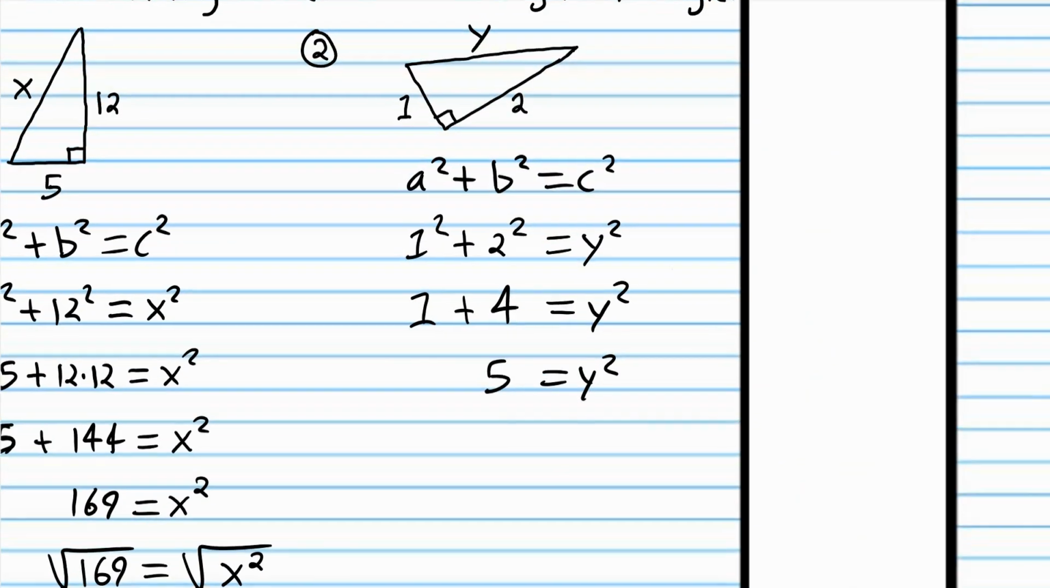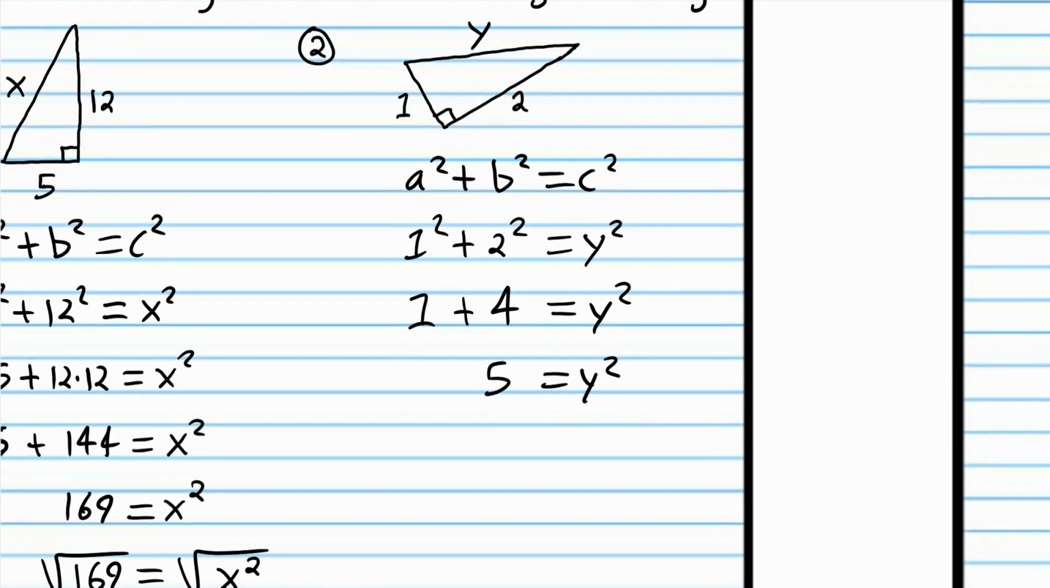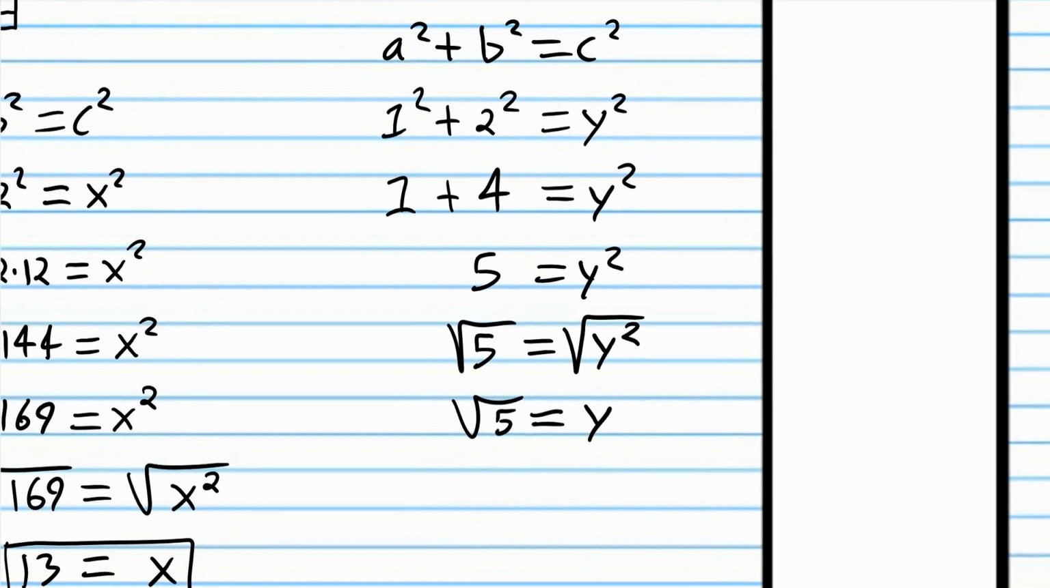And we've isolated the square. Y squared equals 5. But we don't want y squared. We want y. So we have to square root both sides of the equation. Remember, whatever you do to one side of the equation, you have to do to the other side of the equation. So we have root 5 is equal to y. And we're not going to write plus or minus because, again, there's no such thing as a negative length. That is the answer.